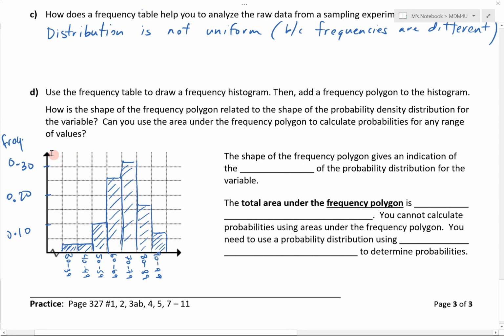And it's important to note that we use relative frequencies because it would allow me to say that the area under this graph would be adding up to 100% or equal to 1. Had I used absolute frequencies, that would not be the case. Okay, so the shape of the frequency polygon gives us an indication of the shape of the probability distribution. And the total area under the frequency polygon is not equal to 1, which is why we use the relative frequency polygon.